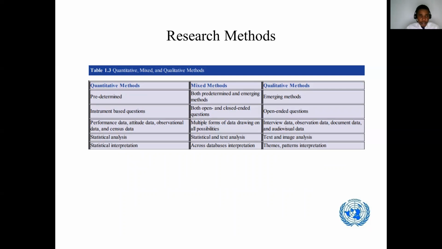Now, research methods. Under quantitative methods, you have predetermined instrument-based questions, performance data, attitude data, observational data. So this is under quantitative, and this we have under mixed methods. We also have under qualitative methods. As time goes on, these things will be explained to you properly. All right. So let me see what you need to know here. So qualitative has to do with text image analysis, open-ended questions, because you'll be asking people questions.